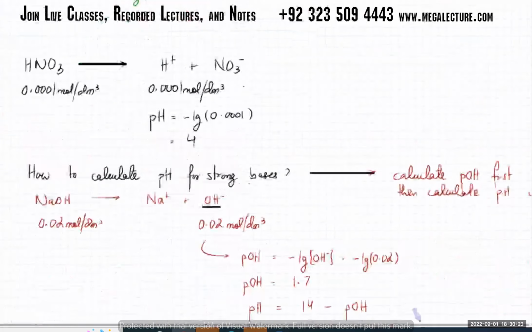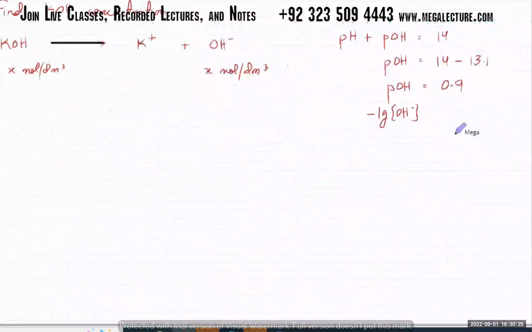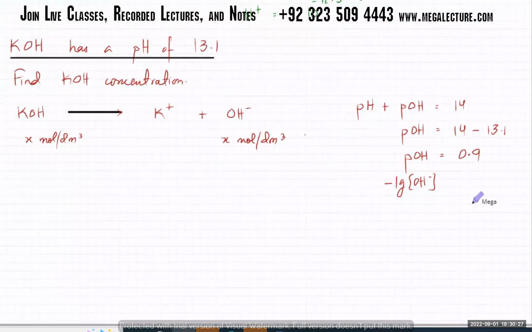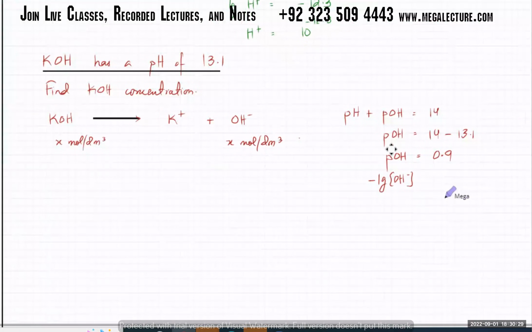But going back to the question. pOH is the negative log of the concentration of OH ions, and that's equal to 0.9. The first step is that log of the concentration of OH ions is equal to minus 0.9. When you take the anti-log, you do the reverse. So the OH ion concentration will be 10 to the power minus 0.9.